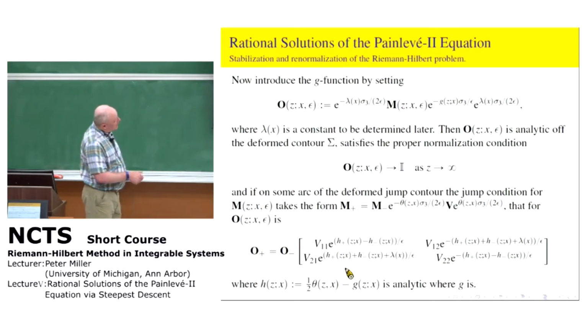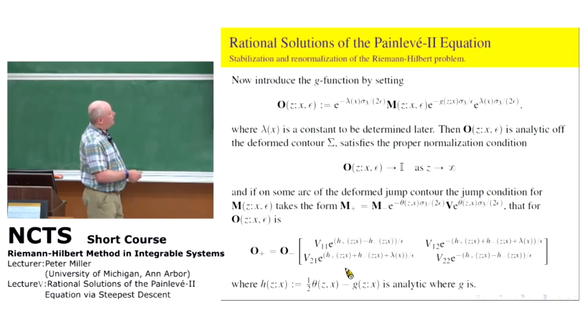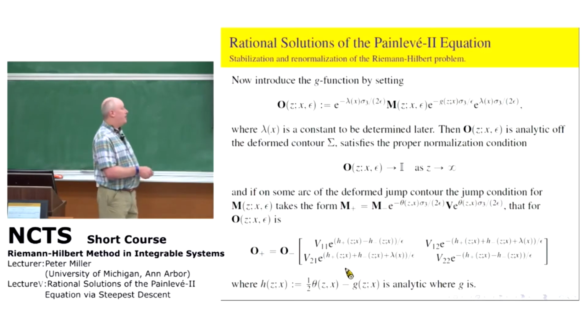And then there's a function h plus minus h minus, and h plus plus h minus plus lambda showing up. And this function h is just this quantity. So it's got the g function in it, and it also has the built-in phase or exponent in our Riemann-Hilbert problem, one half theta of z comma x. So this is a function that's analytic exactly where g is, but now we have the boundary values of that function appearing in the jump matrix. All right, so that's similar to what we had yesterday, except our matrix is more complicated. It has 4 entries generally, and we had an upper triangular matrix in the last lecture.